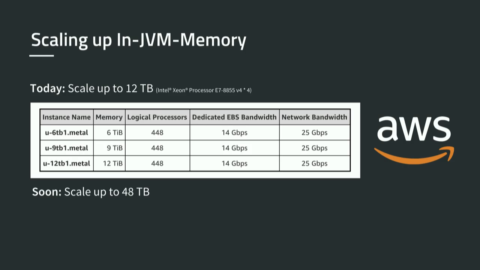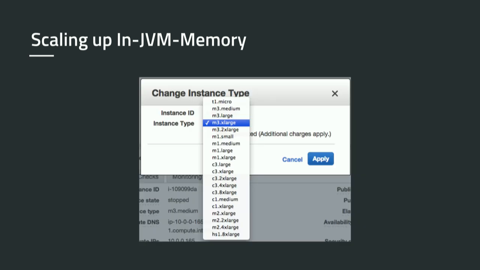So how do you scale up? Well, today on AWS, you can scale up to 12 terabytes. And I have reason to believe that in the near future, you can scale up to 48 terabytes of data in a single machine. And you can do this as you grow. You can run your application, and then afterwards, you can scale it up. So you don't have to reinstall your operating system, or maybe use Docker, and you can deploy it on this bigger machine.